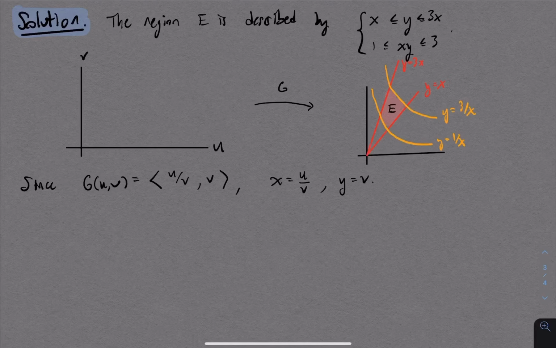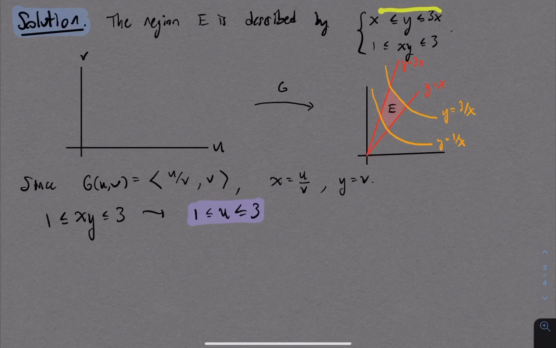So in particular, x is u over v and y is v. Let's think about, for example, what this second inequality tells us. The fact that xy is bounded between 1 and 3, what does this tell me? Well, x times y is u over v times v, which is just u. And okay, so we've got a nice interval for u values.